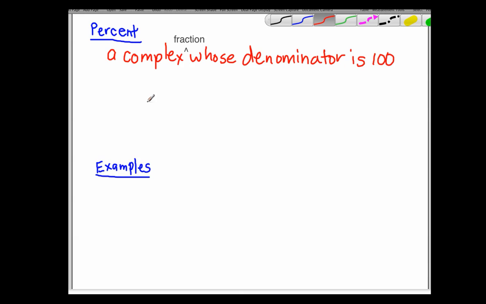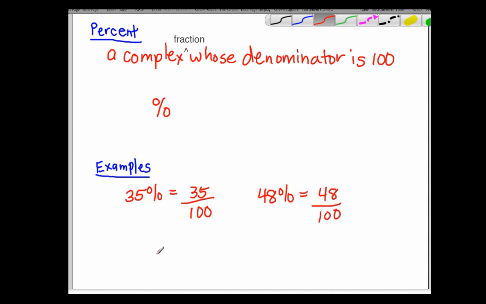So typically to represent a percent, we use the percent symbol and it looks just like that. So if I tell you 35%, as a fraction, it's going to be 35 whose denominator is 100. Another one, 48%, will be 48 whose denominator is 100. Last one, I have 0.5%. It would be 0.5 whose denominator is 100. So that's just a definition to get you to work with percents and how to convert them into fractions immediately because you know the definition.